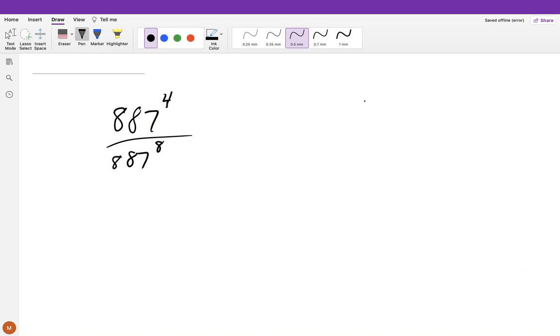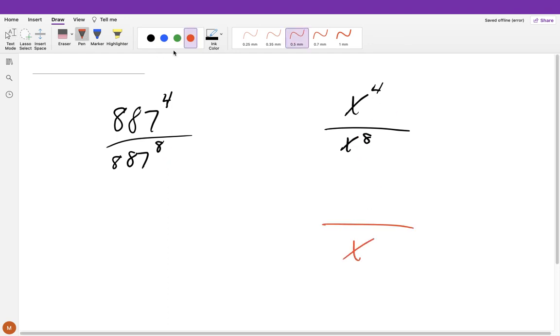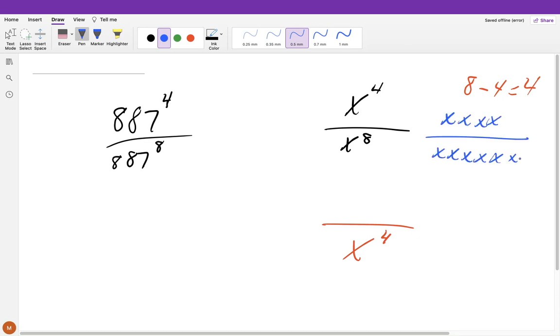All right, so for this one, if I gave you x to the 4th over x to the 8th, well, same thing. Where do we have more? We have more in our denominator, so I know it's going to end up in my denominator. And then 8 minus 4 is going to give me 4. So I know I'm going to have 4 left over here. And as I said, if we were to expand this out, when we cancel these, even though everything gets canceled, remember that is actually a 1. So we have to make sure that we remember to write 1 over x to the 4th.